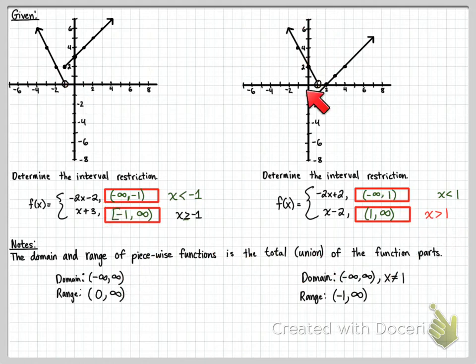Now my domain is from negative infinity to infinity, except x cannot equal 1 because both of them are open circles. Here it was a closed circle, so it kind of fills in that. You can think of it that the closed circle fills in that open circle. We just jump from here to here. But here, we don't jump from here to here because they're both open circles. So we have to say that x cannot equal 1. And then our range starts at negative 1 and it goes into infinity. So negative 1 to infinity for the range.